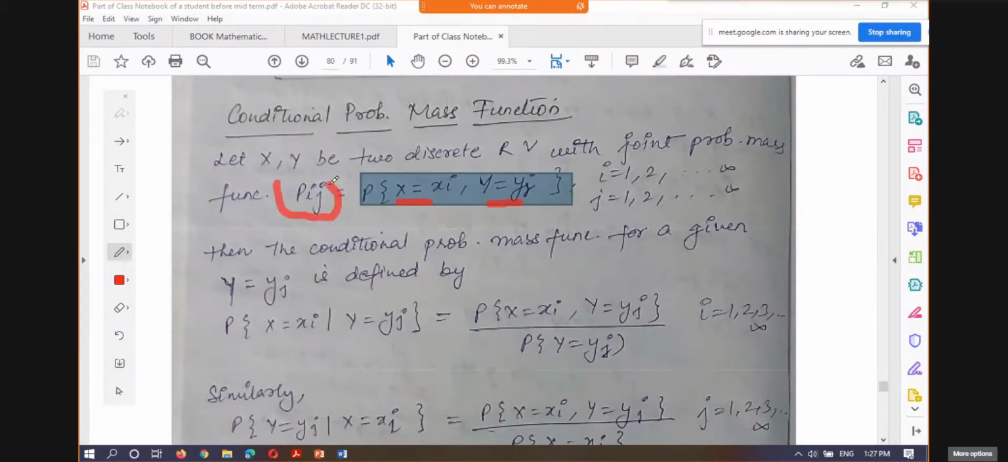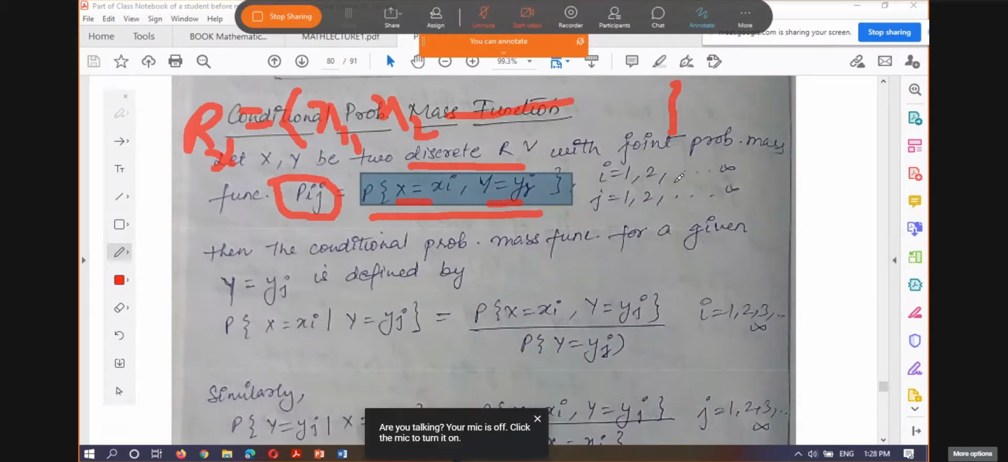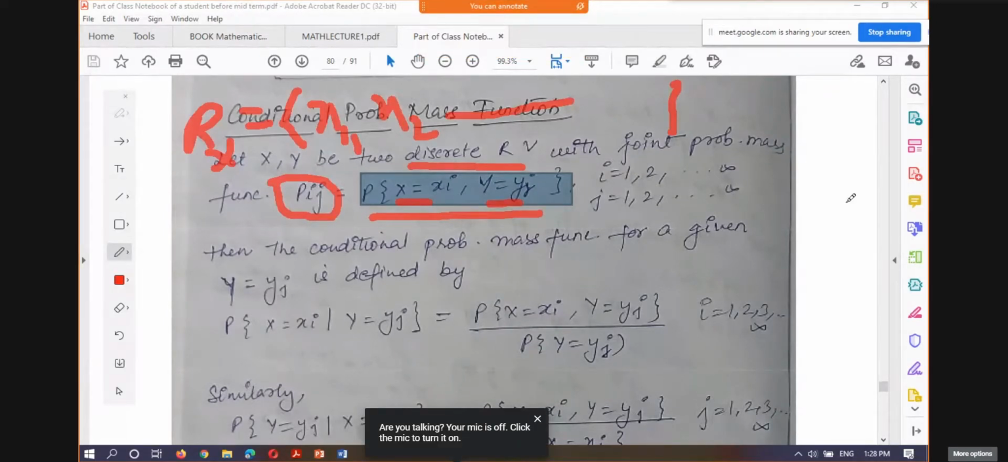Or I denote in my notes like pij, but actually this notation is termed as a joint probability mass function, for i going from 1 to infinity and j going from 1 to infinity. So here the range set of x is x1, x2, up to infinity. Similarly, the range of y is y1, y2, up to infinity. So this is our joint probability mass function.